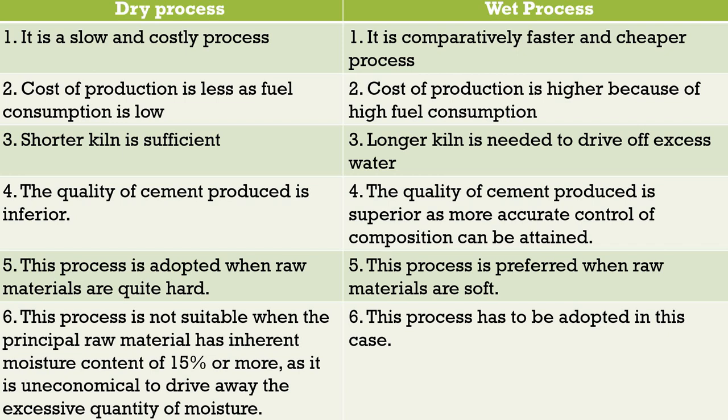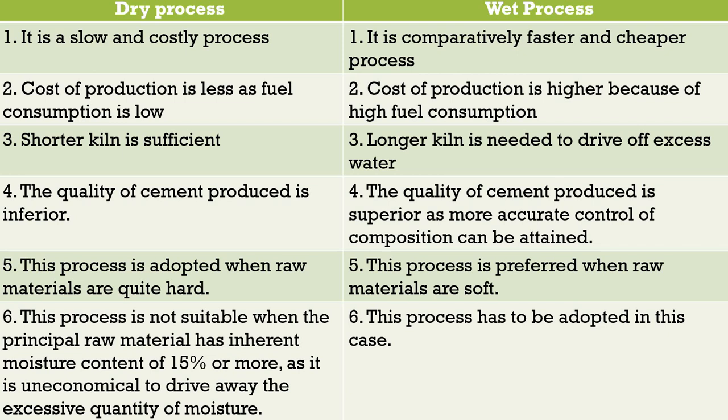A shorter kiln is used in the dry process, while a longer kiln is needed to drive off excess water. There is more water in the wet process, so a longer kiln is required, which is not required in the dry process because the quantity of water is less. A kiln is generally like a heater which removes the water.